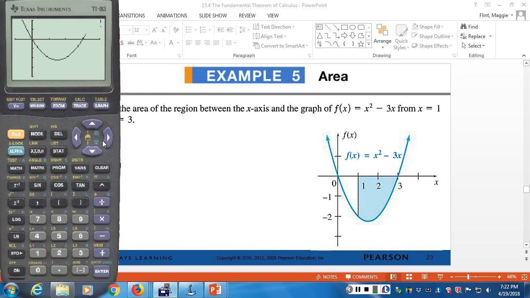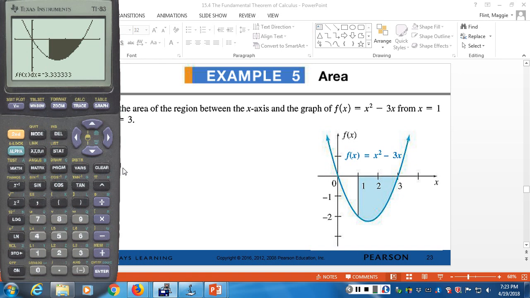So there's the graph of x squared minus 3x. And if we do the integration, starting at, it looks like this is going from 1 to 3, it tells us the area is negative 3 1/3, when in fact it's actually 3 1/3.